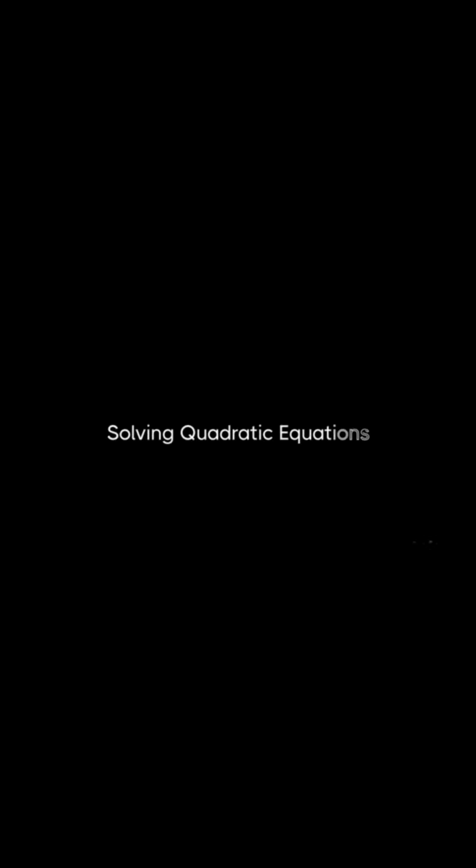Today, we're going to tackle quadratic equations, focusing on a specific example that requires careful manipulation before we can solve it. Here's our quadratic equation. x times (2x + 3) minus 6 equals 0. This equation isn't immediately solvable in its current form.